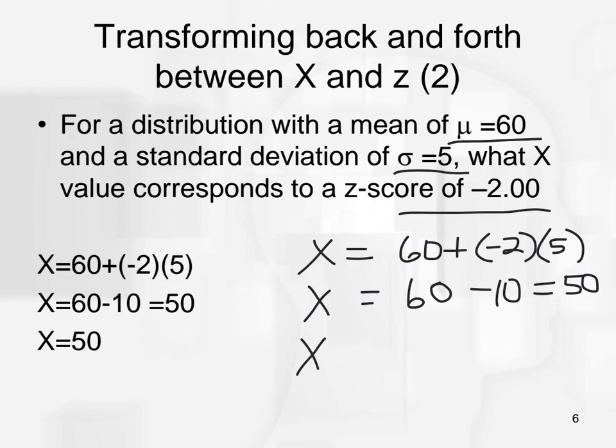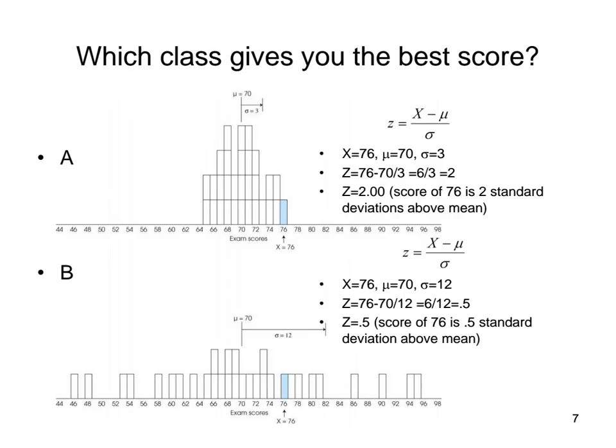So once again, if we just thought about what our equation was, we had mu, and then we had plus, right? And in this case, we ended up with a negative because we had -2 times a +5, but the equation is mu plus the z-score times the standard deviation. Okay, so I think that's a fairly straightforward equation for you to do. You just need a little practice.